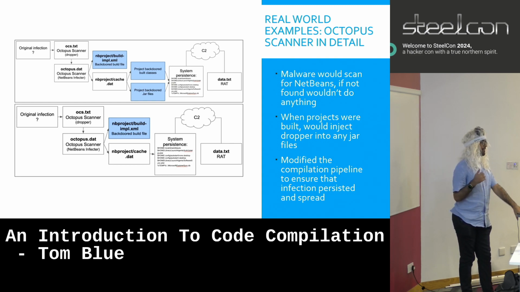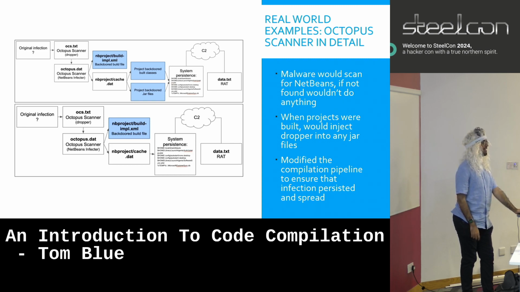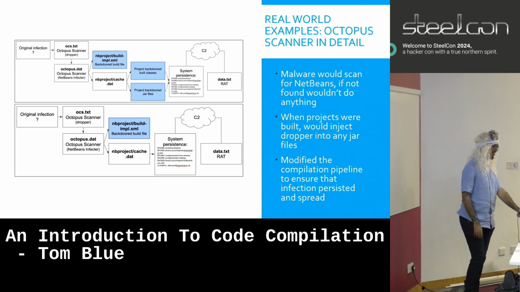So everyone infected by this would have a RAT on their system. And it modified the compilation pipeline to ensure that the infection persisted and spread. So every time you compiled anything with that version of NetBeans on your PC, it would inject the Octopus Scanner into everything, which then meant when this was uploaded to GitHub, say someone clones it, modifies it, and uploads it again, not only have they spread the malware even further, everything else that they now work on in NetBeans will also be infected with Octopus Scanner.